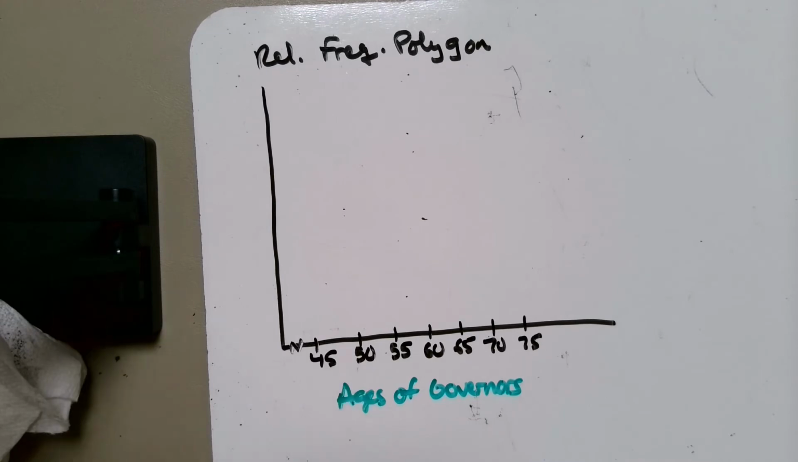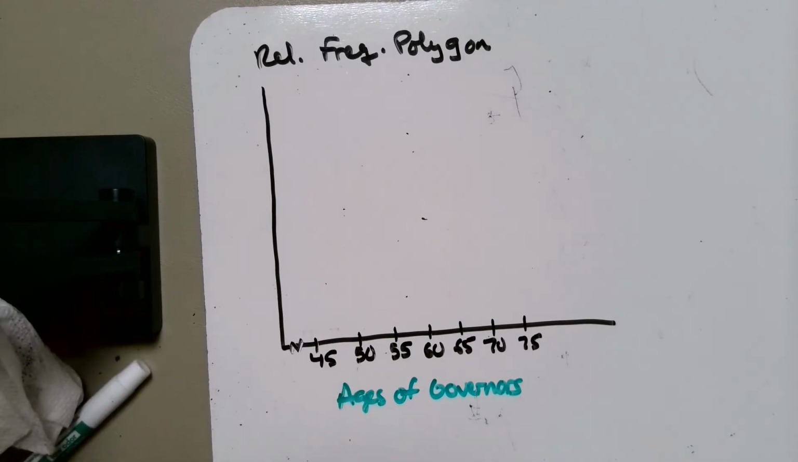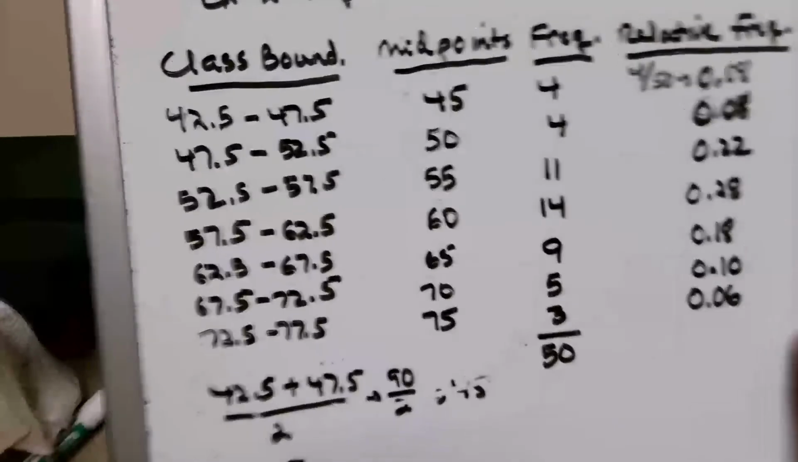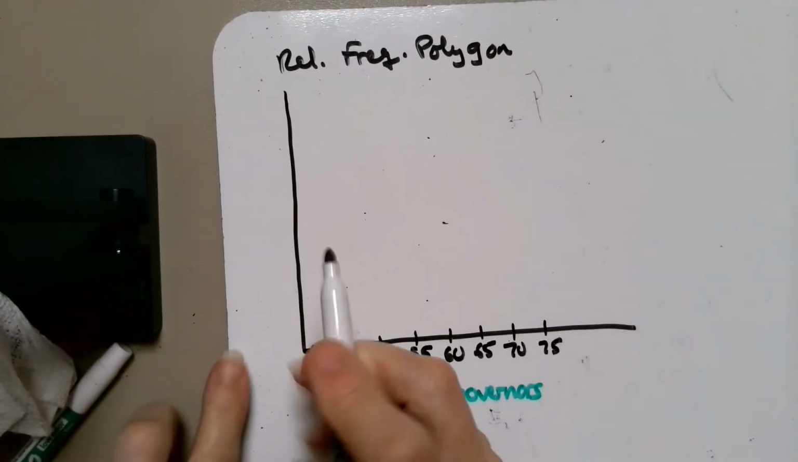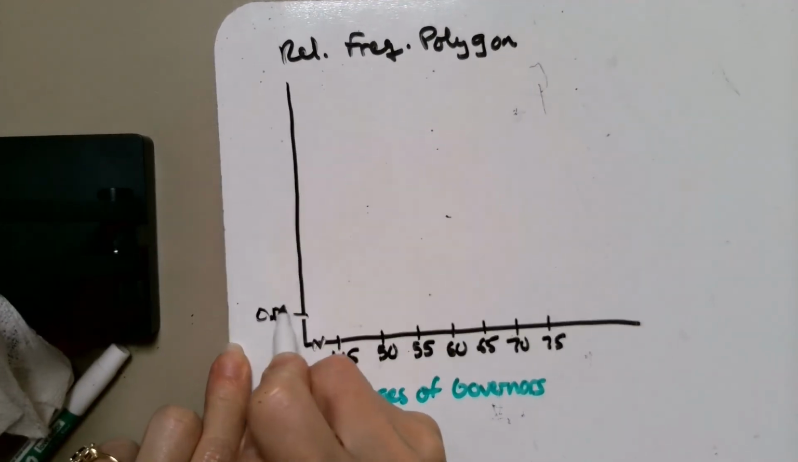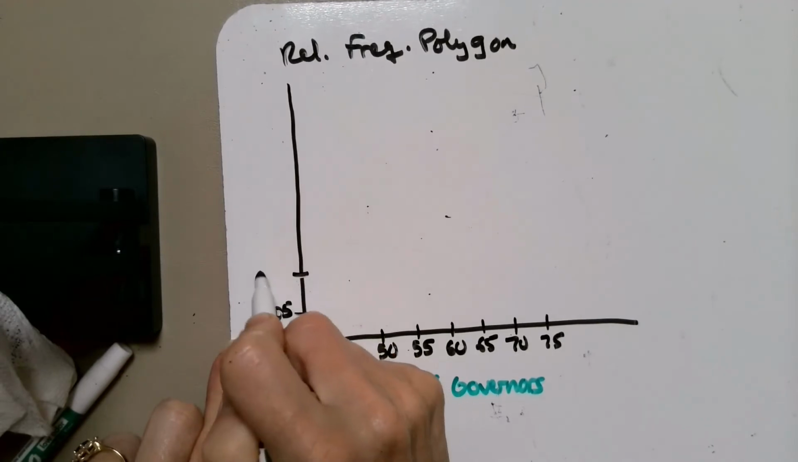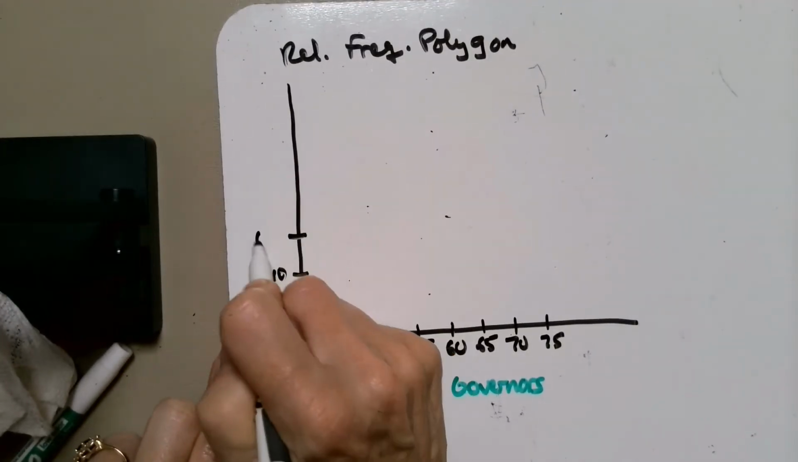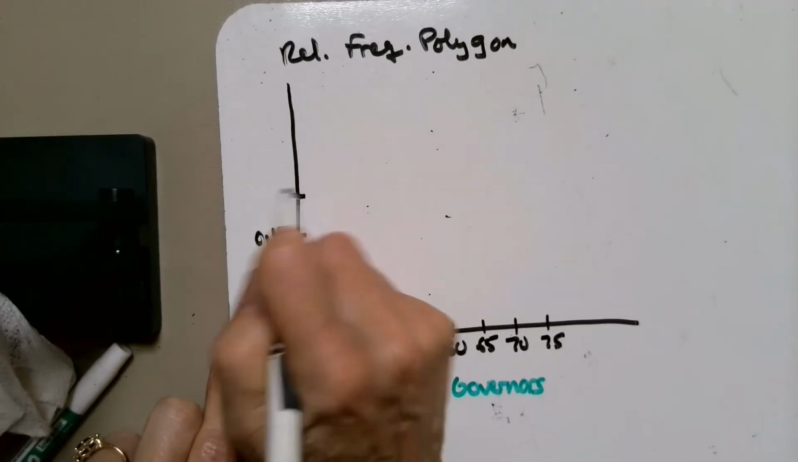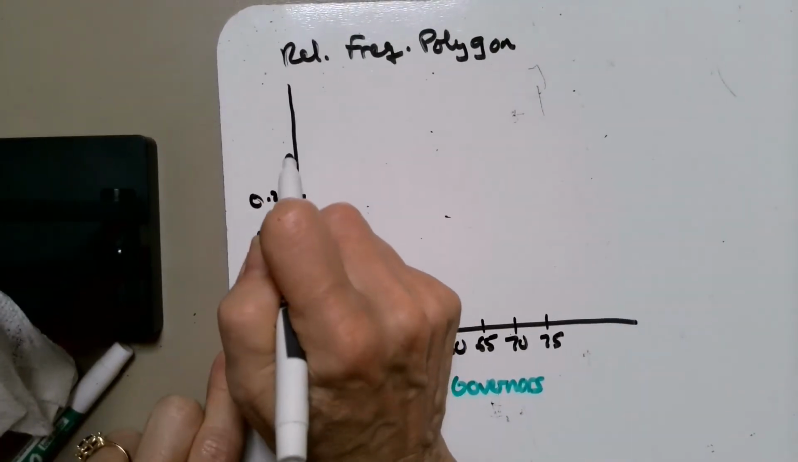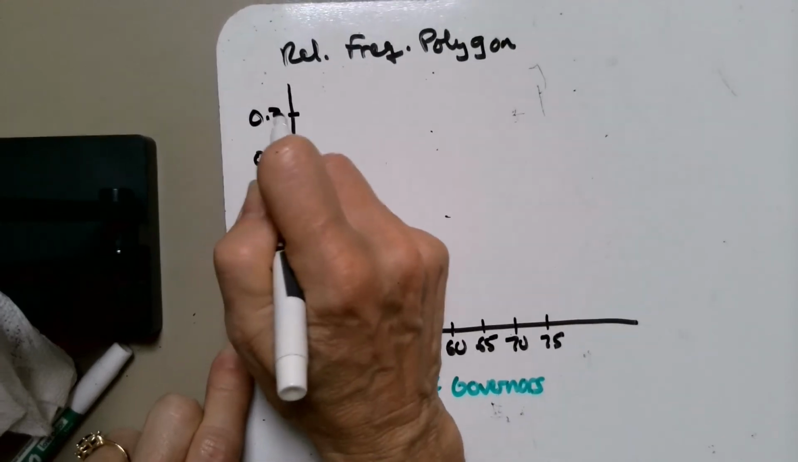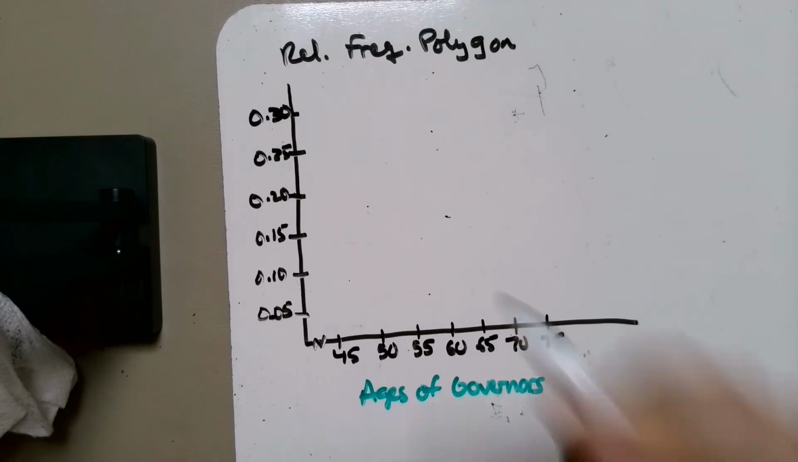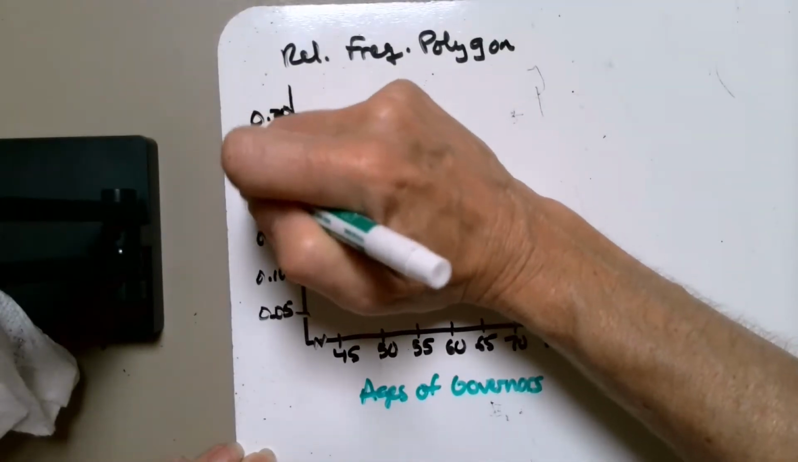And along the y-axis, again, we're going to use relative frequency. We're going to make a line graph, so we're going to use this column here. And the highest relative frequency was 0.28 or 28%. So just like before, I'm going to count by 5%, 10%, 0.10, 15%, 20%, 0.20, 25%, 0.25, 30%, 0.30. Always put labels. This again is relative frequency.